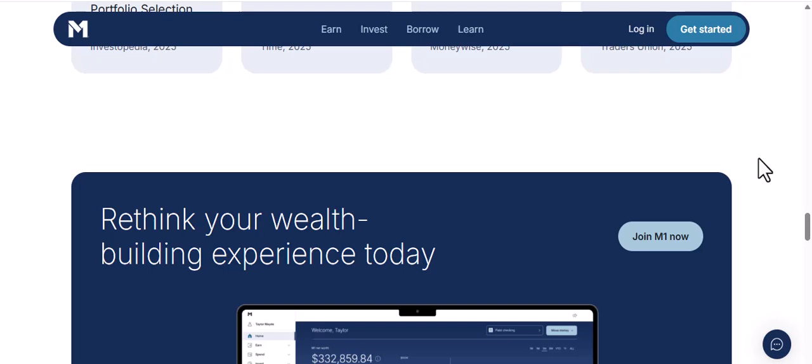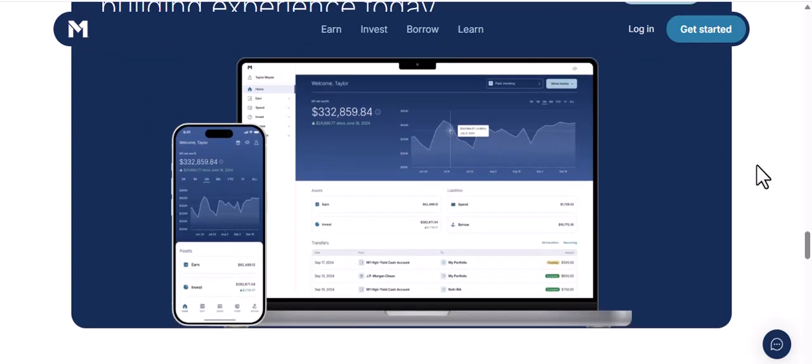Step 2. Fund your pie. Once your pie is set, you need to set up an automated funding schedule. Go to your account's transfer section and click on Schedule. Here, you can tell M1 to automatically transfer a set amount of money from your bank account to your M1 Invest account on a regular basis, weekly, bi-weekly, or monthly.